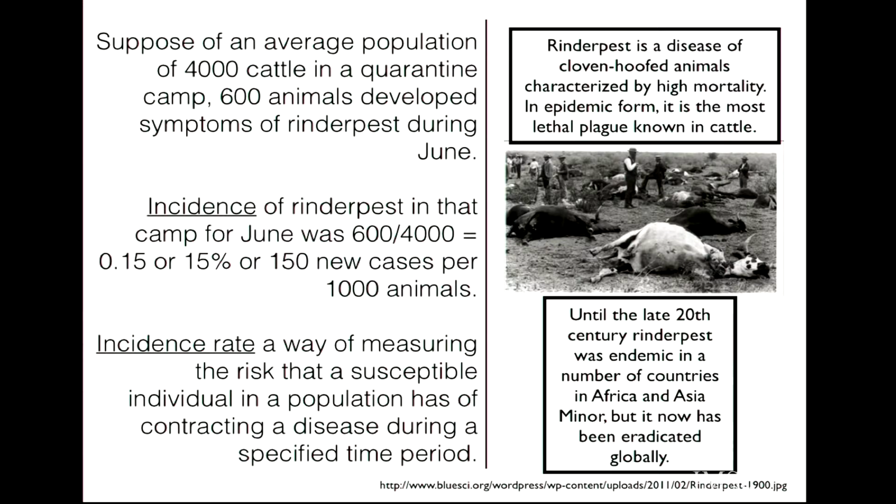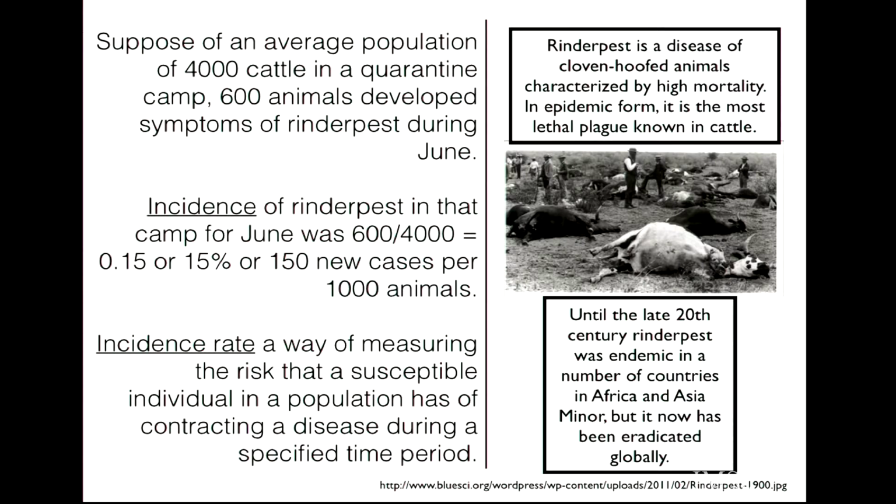So the incidence is defined as 600 cases in that time period divided by 4,000, which is the average population over that time. So it's 150 new cases per 1,000 animals over the period of the month. Okay? So the incidence rate is a way of measuring the risk that a susceptible individual in a population has of contracting a disease during a specified time period, because any one of these cattle could potentially have contracted rinderpest.